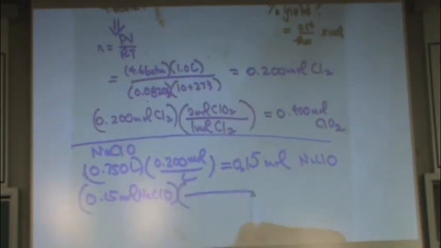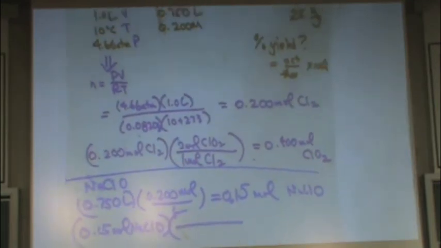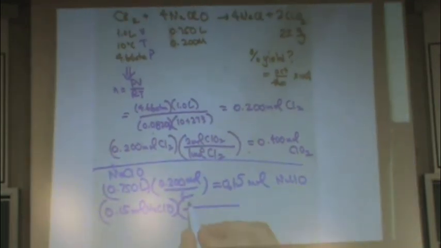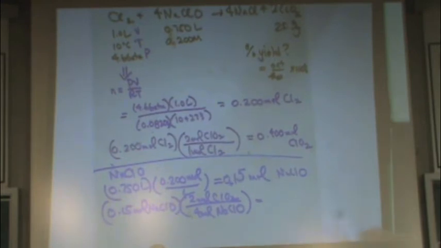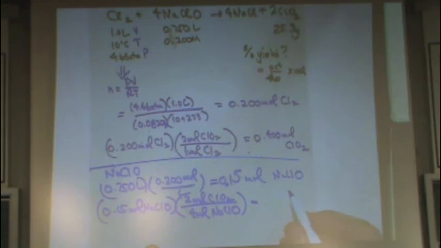I'm going to take this and say, well, from the reaction at the very top of the screen right now, there's 2 moles of ClO2 for every 4 moles of NaClO. By the way, what's the name of this? NaClO. Sodium hypochlorite. Yeah. This equals, I'm going to basically divide by 2.